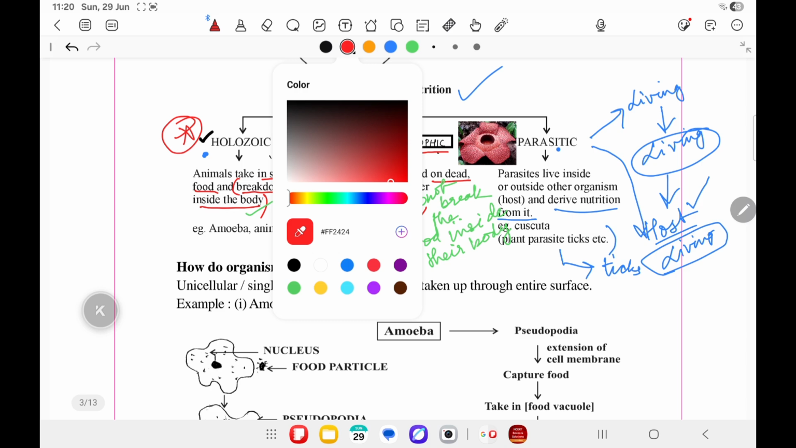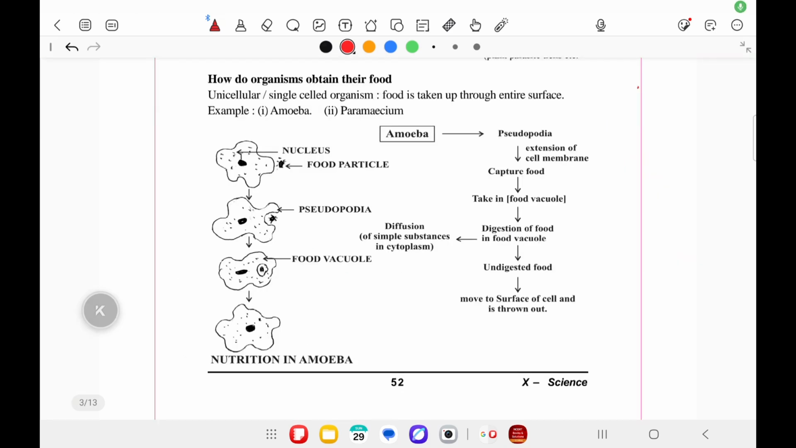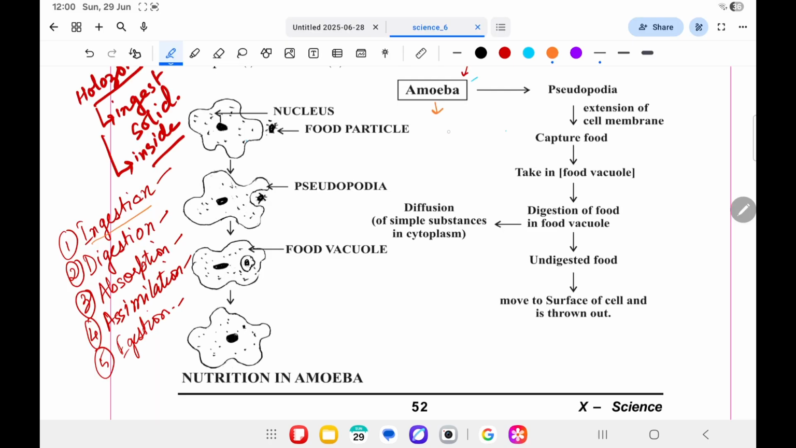We all know there are two types of organisms: one is unicellular, one is multicellular. Here, amoeba is a unicellular organism, meaning it consists of only one cell. Despite being so tiny, it carries on all the life processes including nutrition. It has nutrition like that of a multicellular organism, humans. That is the Holozoic mode of nutrition.